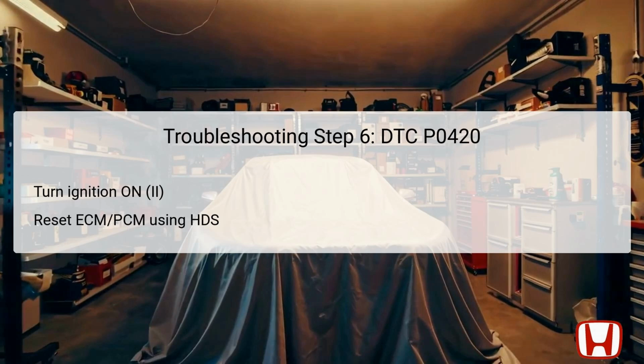In the 6th troubleshooting step, turn the ignition switch back to the on position in preparation for resetting the engine control module, ECM, or powertrain control module, PCM. This reset is crucial after replacing any major components, such as the catalytic converter, as it allows the system to recalibrate and relearn optimized operating conditions. Using the HDS, perform the reset for the ECM or PCM, which will erase any stored fault codes and prepare the system for a fresh start.